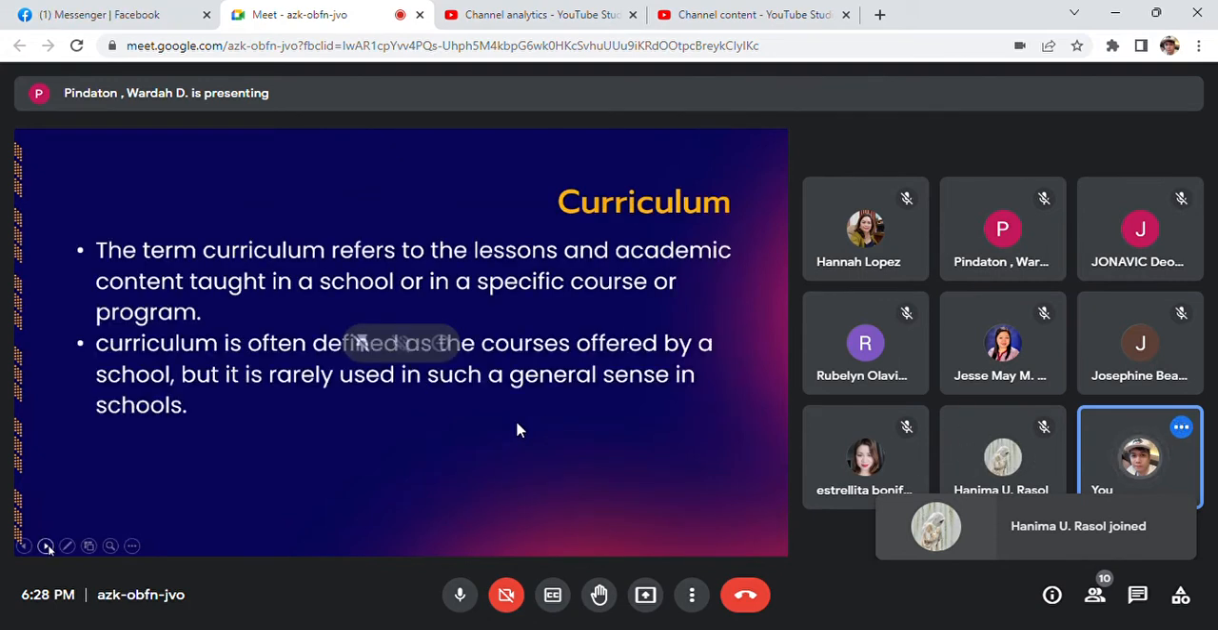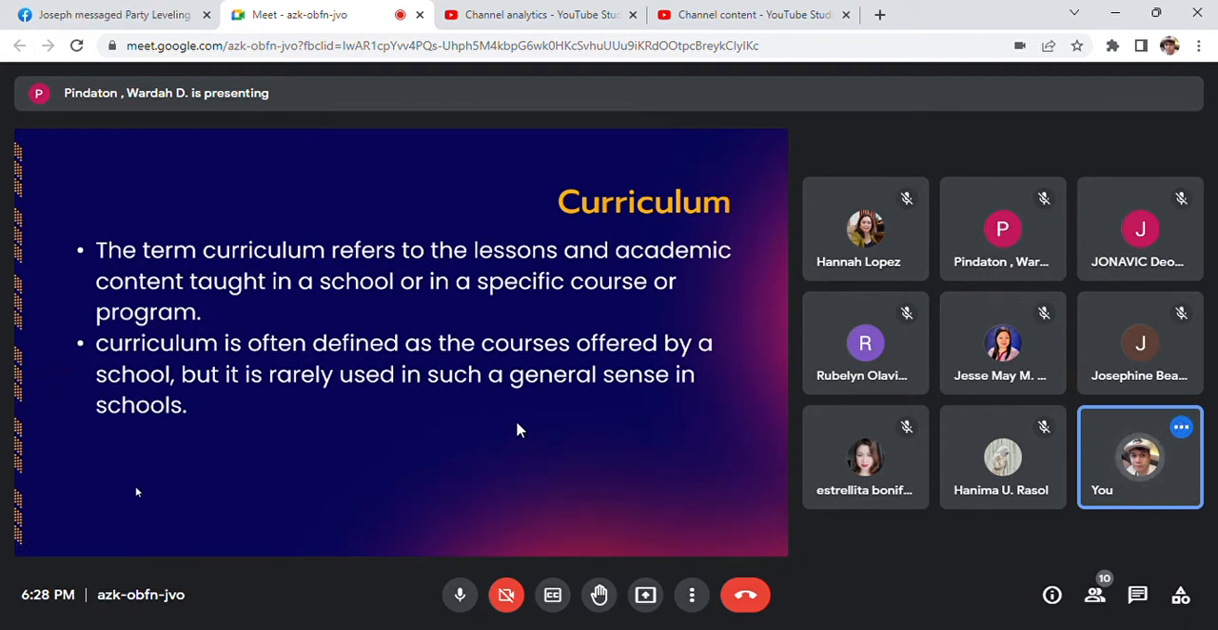So now, let's proceed to the curriculum. When we say curriculum, it refers to the lessons and academic content taught in a school or in a specific course or program. And in dictionaries, curriculum is often defined as the courses offered by a school, but it is rarely used in such a general sense in schools.